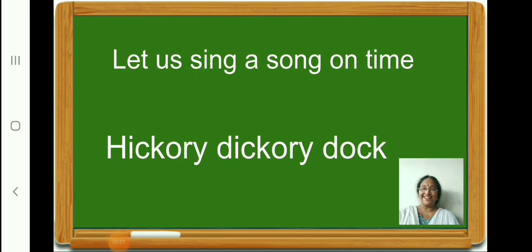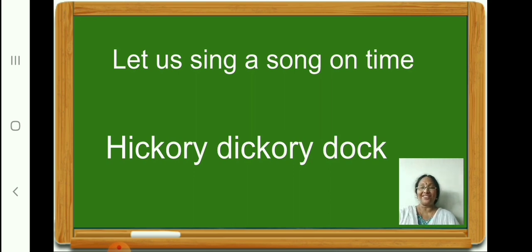Now children, let us sing a song on time. Hickory dickory dock. Hickory dickory dock. The mouse ran up the clock. The clock struck 1. The mouse ran down. Hickory dickory dock. Hickory dickory dock. The mouse ran up the clock. The clock struck 2. The mouse ran down.